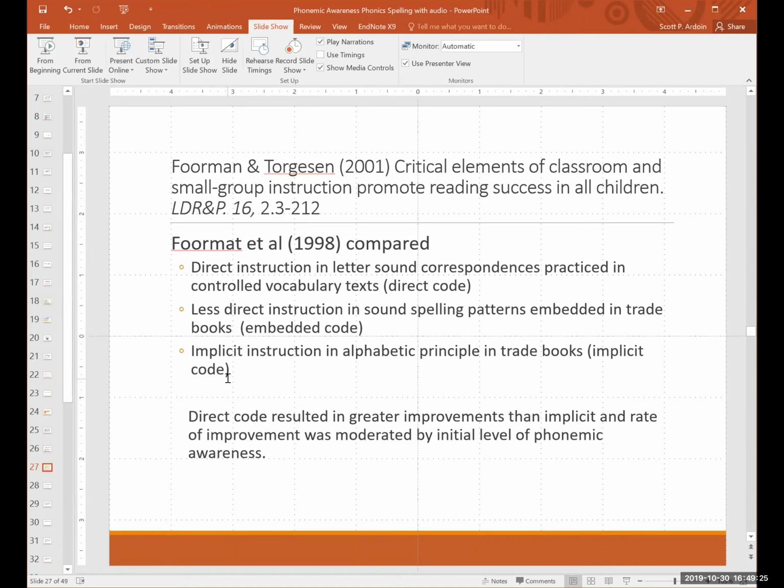So kids who had greater phonemic awareness skills were able to benefit more from that direct instruction than kids who lacked those skills to begin with. So all groups benefited most from the direct instruction, but we saw that that was moderated by kids who already had phonemic awareness skills.